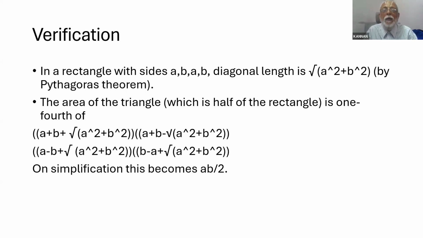Therefore, I verify whether Brahmagupta's formula also gives the same answer AB. A little calculation is required, and it is seen that the answer is AB only. This kind of verification every student of mathematics does, because if they do not tally, then something is wrong.